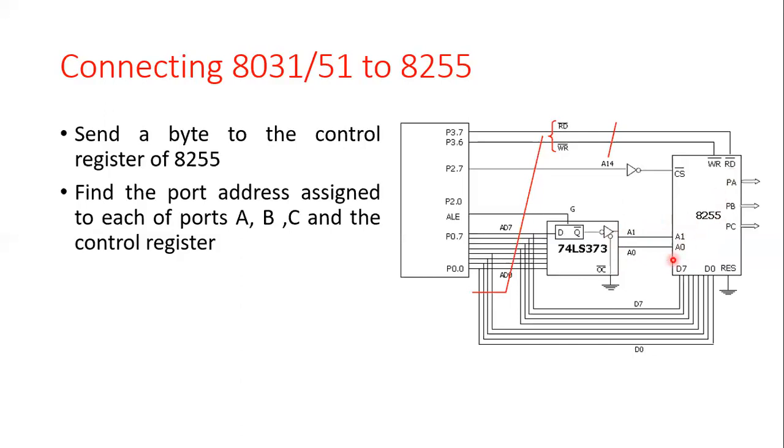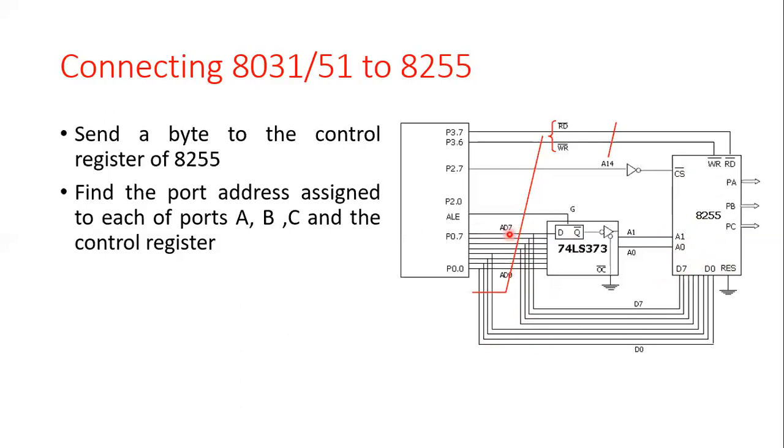Very good. So we are using this A1 and A0 for selecting the ports. Based on the inputs that we give for A1 and A0, we will be selecting port A, port B or port C. And in addition to that, there's another thing called a control register, isn't it? So the control register is also going to be selected based on the signal that we give to A1 and A0. Then parallelly from here we are going to take the data inputs into the 8255.